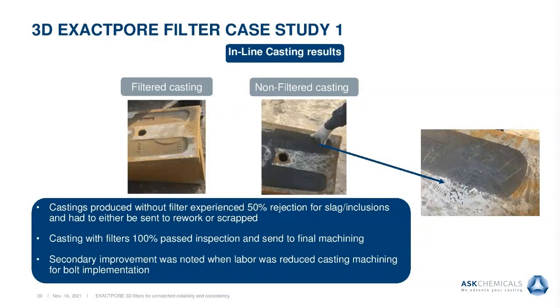After pouring, the castings were reviewed, and the filter castings had a very good surface. Non-filtered castings had a lot of slag and inclusions on the cope side surface, which produced 50% rejection for slag and inclusions that had to be either sent to rework or scrapped. The filtered castings 100% passed inspection and were sent to final machining. A secondary improvement was noted when the machining of the bolt implementation was reduced.